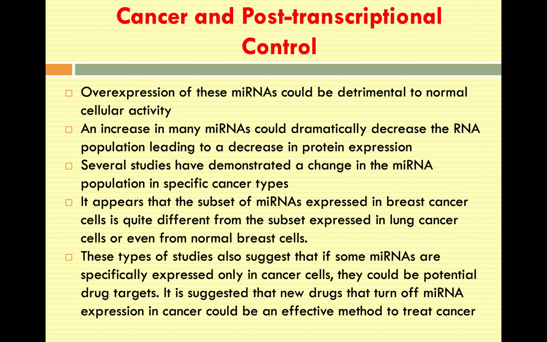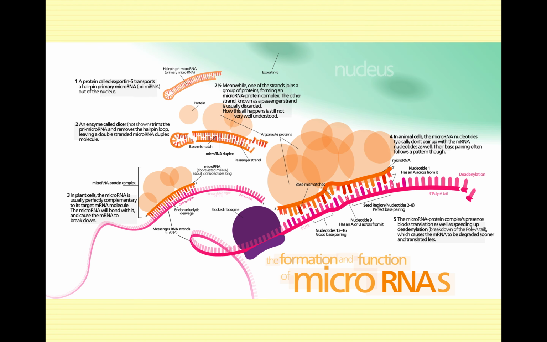So that means that basically microRNAs cause specific types of cancer, and this causes, again, different subsets of expressed microRNAs. These types of studies also suggest that if some microRNAs are specifically expressed only in cancer cells, they could be a potential drug target. It is also suggested that new drugs that turn off microRNA expression in cancer could be an effective method to treat cancer. But again, they are still trying it out. So this is basically the formation and function of microRNA. I'm not going to dwell too much on it; you can refer to your notes and read on about it.